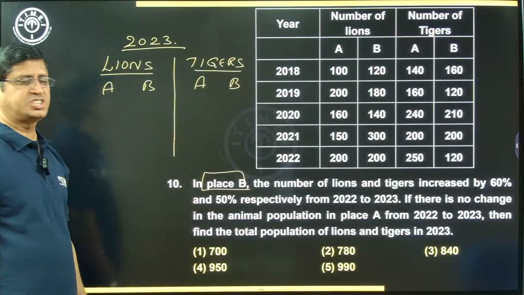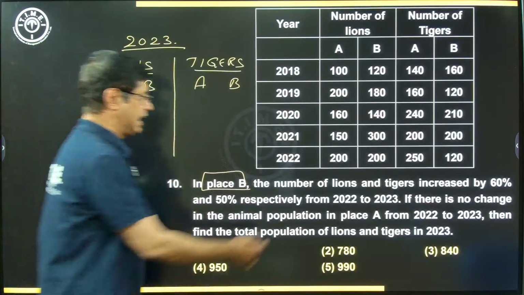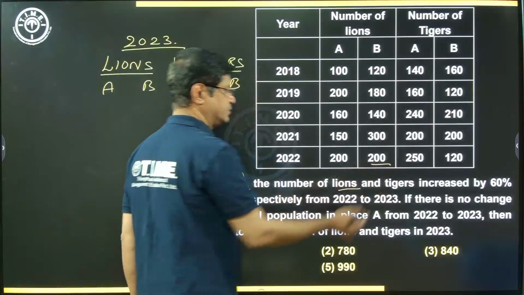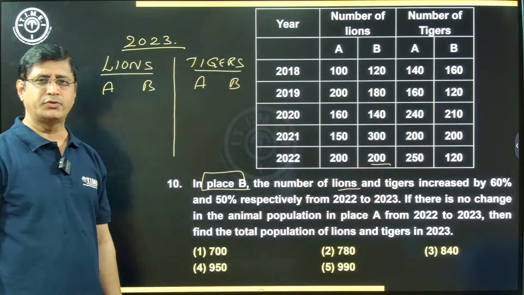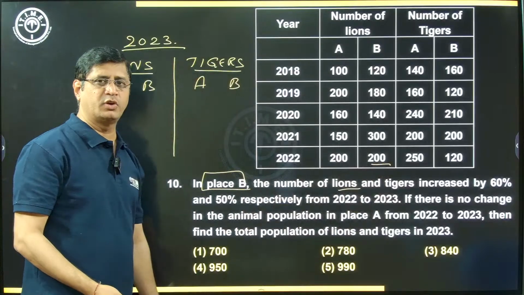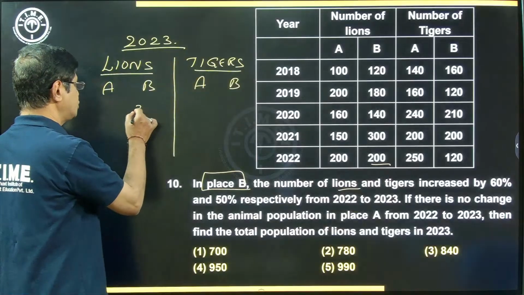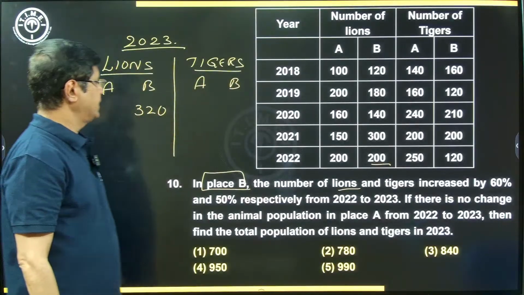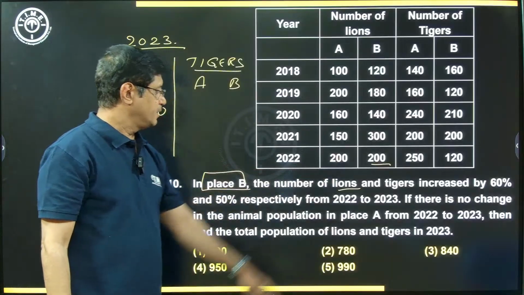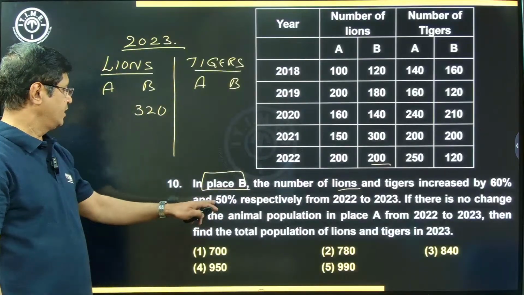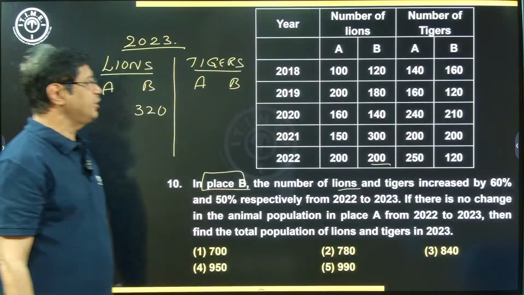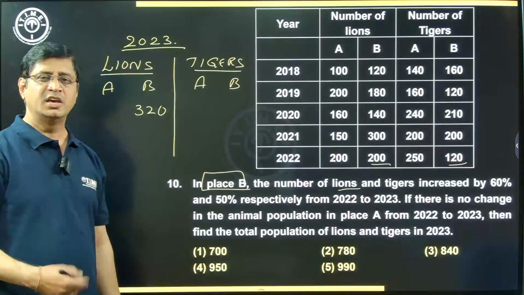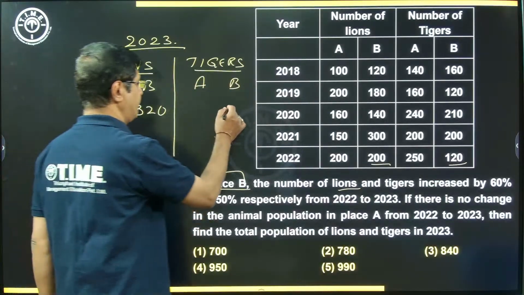60% increase in lions. So 60% increase means what is the lions value here? 200. 60% of 200 is 120. Increased by 120 means 200 plus 120 becomes 320. Okay. Next, what about the tigers? Tigers increased by 50% respectively. Tigers increased by 50% means here 120, 50% is half which is 60. Increased by 60 means it becomes 180.